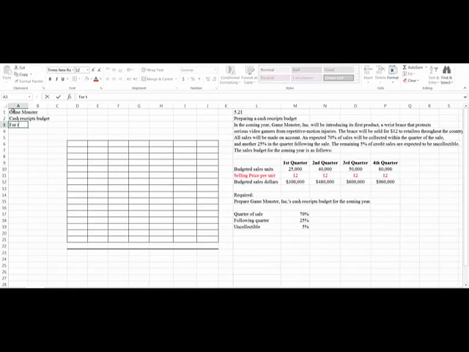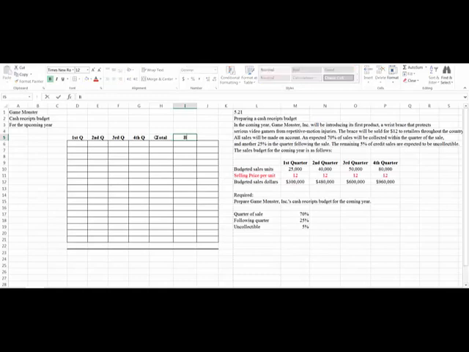And we'll say for the upcoming year. All right, so we're going to put columns here for each of the 4 quarters. So we'll make this the first quarter, second, third, and fourth. And then this is going to be our total.